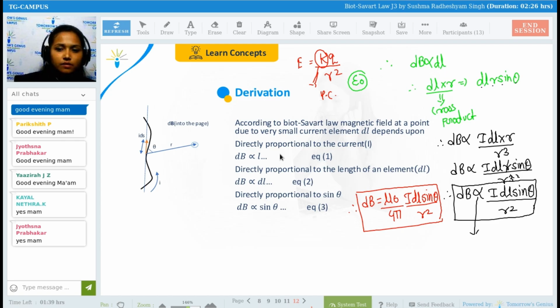No one? Hello. Okay, say anyone. Parikshit, Kayal, Yadzira, Sai. Josna. No one? All of you? Okay. So, Mubable, Ravi Kumar. Unmute yourself, friend.